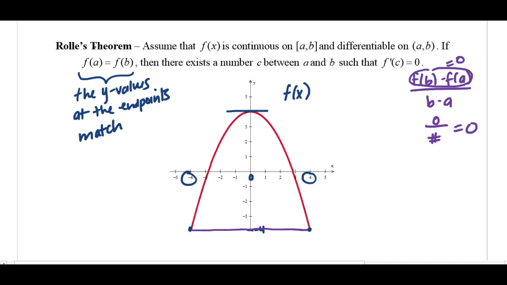So I have that extra part to the hypothesis that if the two y values of the endpoints are the same, then there's going to be a place where the derivative equals 0, because that's the slope of the secant line. The slope of the secant line will also be 0.